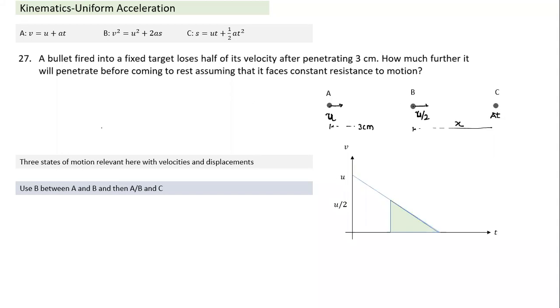Because in this question, constant acceleration becomes a straight line. The VT graph is a straight line, and since it is retarding, slowing down, coming to a stop, this will be the shape of the VT graph here. It starts with initial velocity U. At a certain time, it becomes half. At this particular point, velocity becomes half. So this area is equal to 3 centimeters. What we need to calculate is this area, the further distance it will travel.